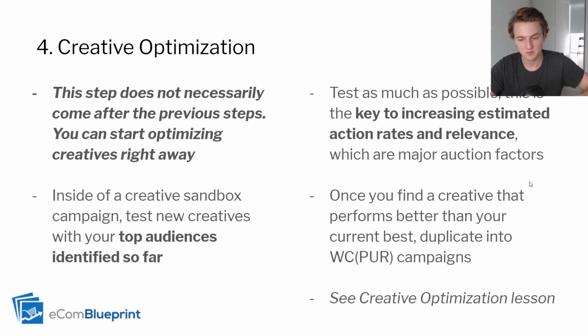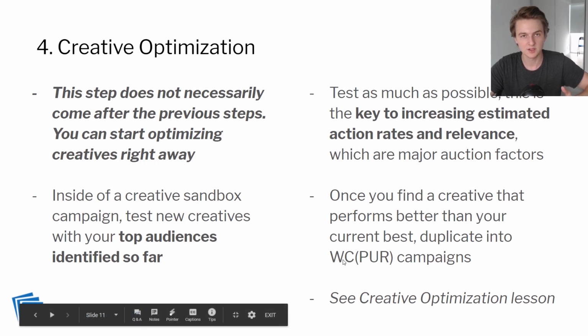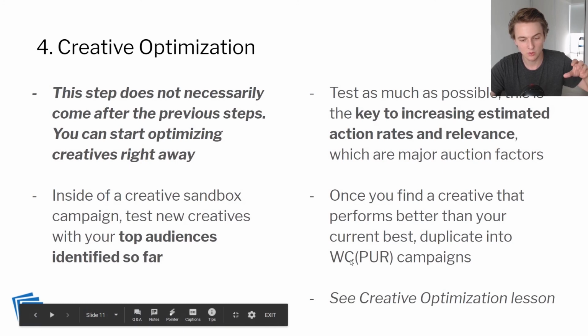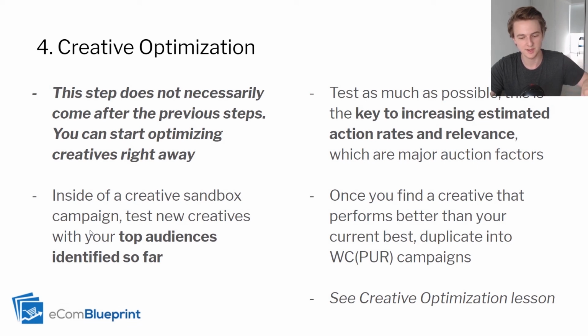I've already covered this. And once you find a creative that performs better than your current best, you want to duplicate it into your website conversions purchase campaigns, right? So once you find a new creative that's performing better than the current ones you have, or that's performing just as well as the current one you have, you want to add that new creative into all your campaigns that are meant to get sales, right? So your website conversion purchase campaigns. And so that's the idea with creative optimization. You want to test a lot of creatives in the sandbox campaigns and then take the best ones, add them to your purchase campaigns.